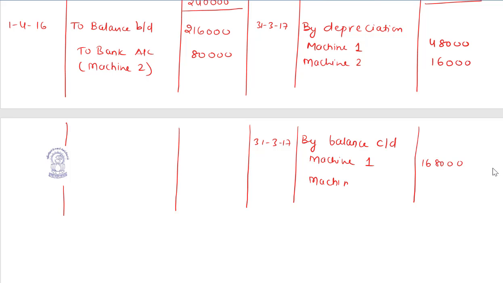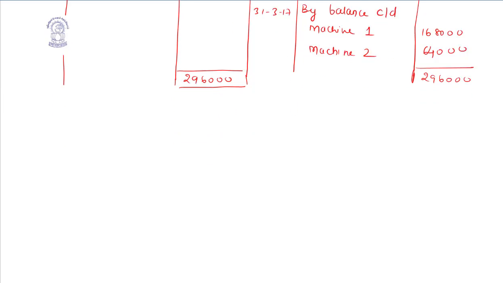Now we will calculate for machine 2. Machine 1 is done, 1,68,000. For machine 2, 80,000 minus 16,000 is 64,000. I believe you understood. Let's make a total. The total is 2,96,000 over here, and over here 2,96,000. It is fairly done. Let us move ahead.